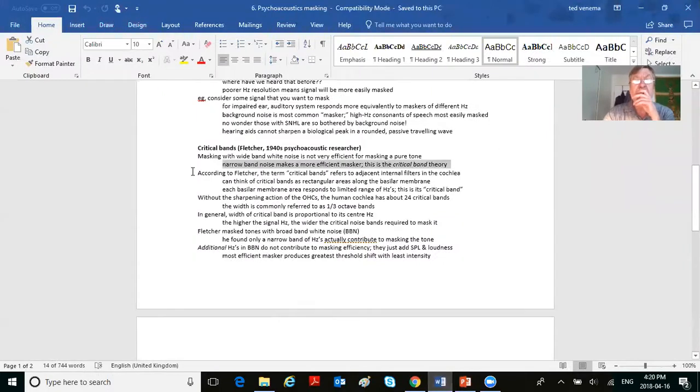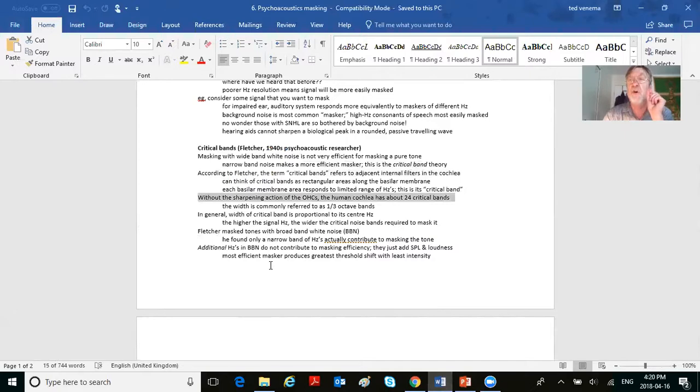Let's look at here. According to Fletcher, the term critical bands refers to adjacent internal filters in the cochlea, blah, blah, blah. I wouldn't worry about that. Without the sharpening action of the outer hair cells, the human cochlea has about 24 critical bands. Don't worry, I'm not going to ask any of that. This is just for nerds only.